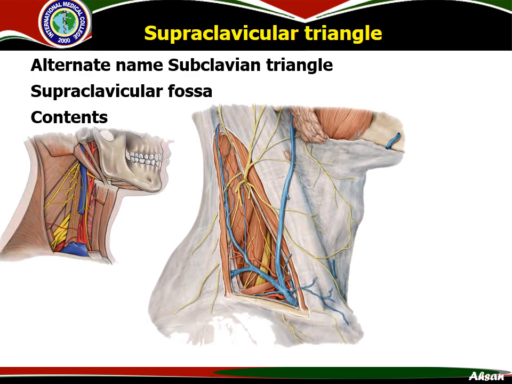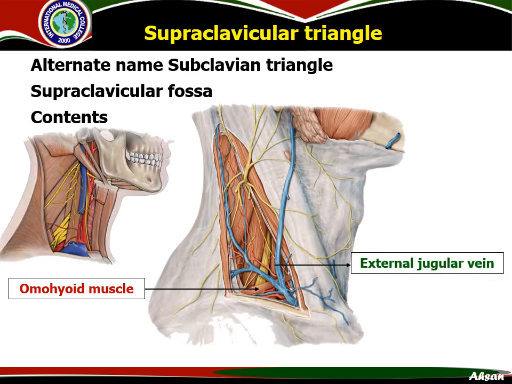You can see here in this figure, this is the inferior belly of the omohyoid muscle, and external jugular vein that runs inferiorly to open into the subclavian vein, and behind the subclavian vein, deep to the subclavian vein lies the subclavian artery. So this part of the subclavian vessels lies in this triangle, and it is clinically important vein to give direct injection to the heart.